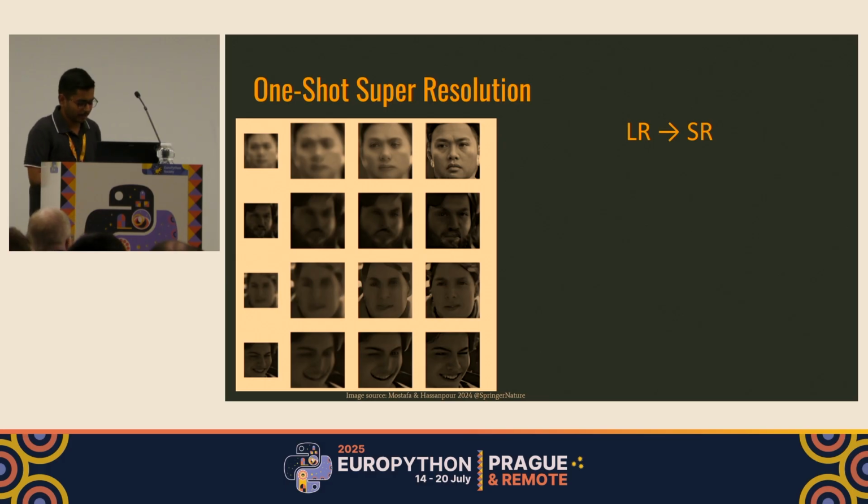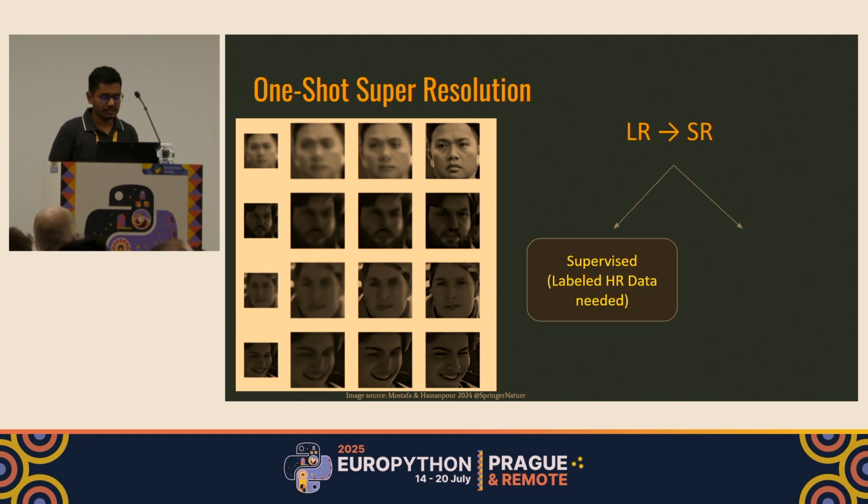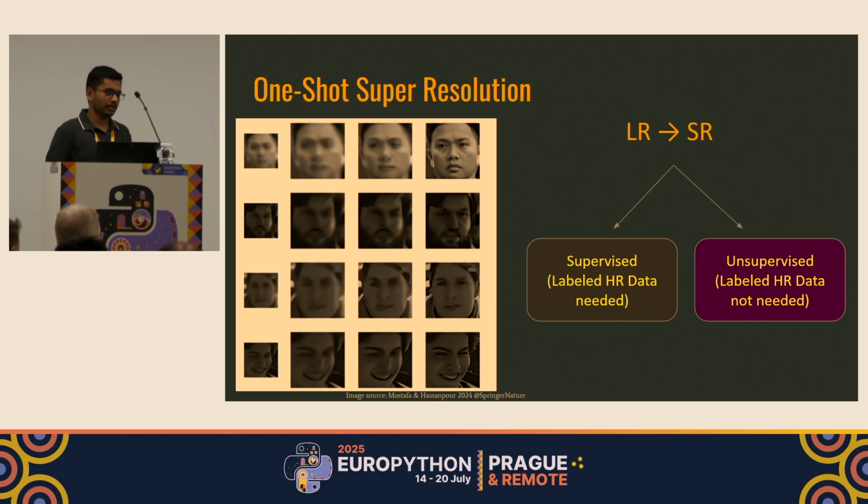So a very interesting application of physics-informed machine learning is one-shot super resolution. In super resolution, we try to convert low-resolution images into high-resolution images. Most of it is done in a supervised manner, where we have access to a high amount of high-resolution data. But in scientific simulation, we do not have access to such high-resolution data.